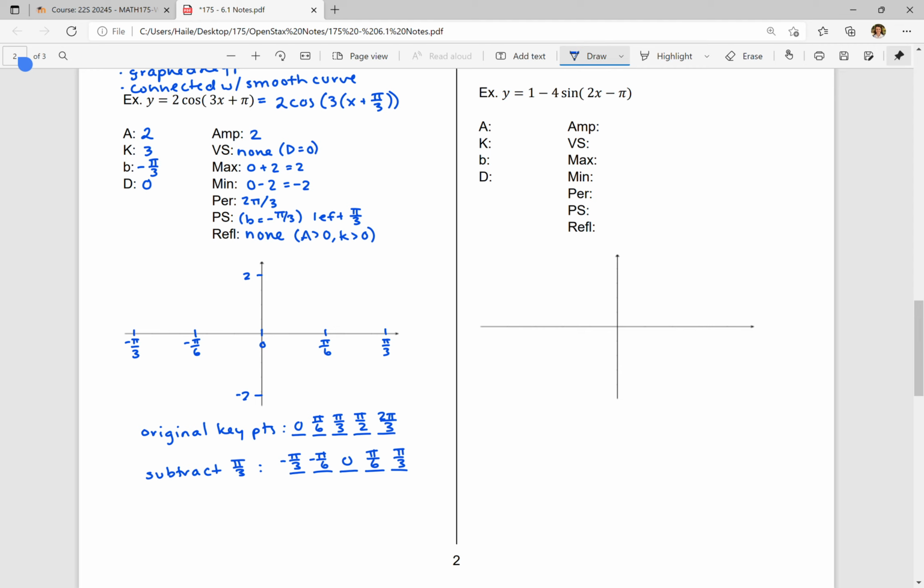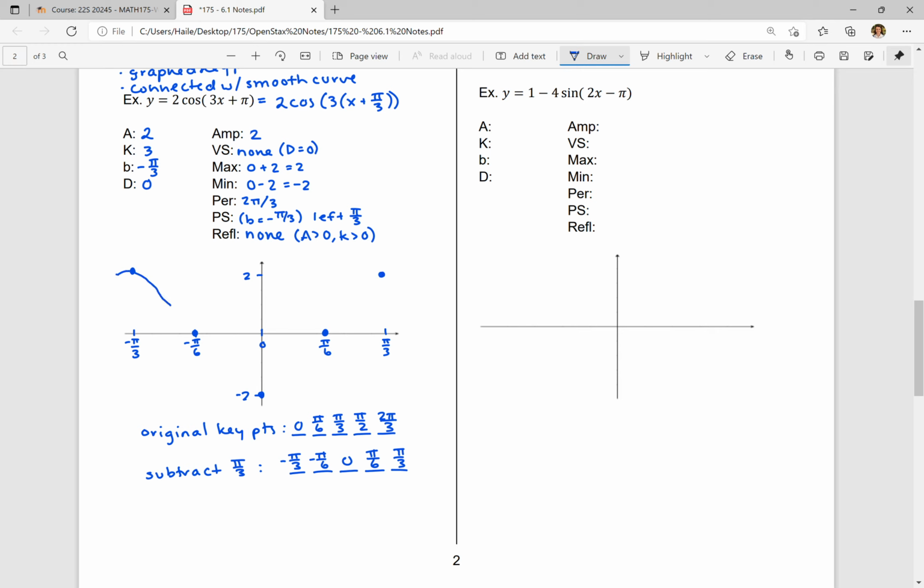So we don't have a reflection, so we're going to start at our first key point of negative pi over 3, and we're going to start at our maximum value. So this point is going to be at negative pi over 3 comma 2, and then we're going to work our way down. So at the next key point, we're going to be at the midline, then we're going to go to the minimum, back up to the midline, and then back up to the maximum.